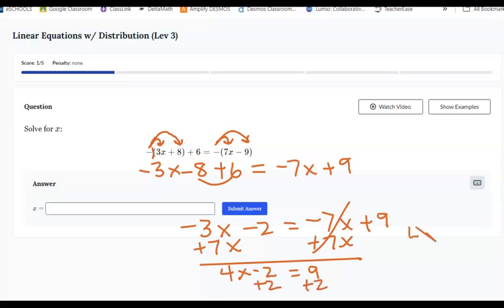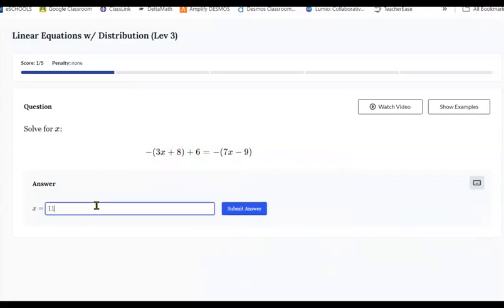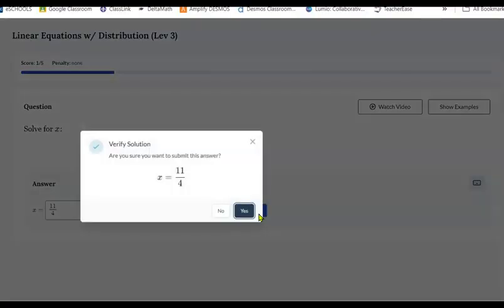That gives me 4x equals 11. And I'll divide both sides by 4. And I'm going to leave my answer in fraction form. I'm not going to convert it to a decimal. I'm just going to leave it as is, 11/4. So type that in and submit.